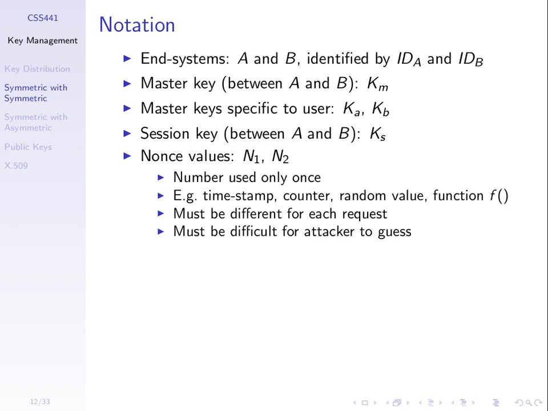The first time we send a message, we use the value 1. The next time we send 2, and 3, and 4. Or even a random value. The first time I send a message, I choose a random number. The second time I choose a random number, and it should be different.